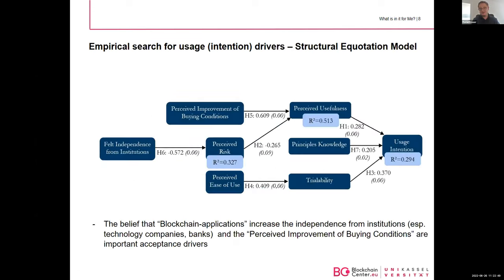This is the result. And I will not go into it in detail for time reasons, but what is interesting is that there are some specific beliefs that explain the usage intention via common acceptance variables, that is the felt independence from institutions, especially from companies and banks, and the perceived improvement of buying conditions, like cheaper prices or so on.